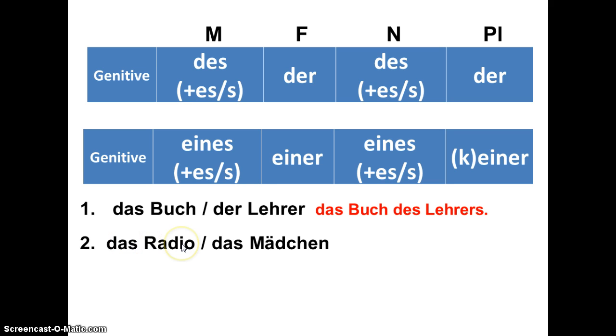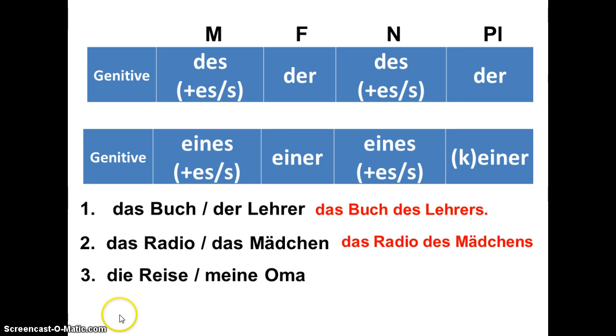In the second example, I have the radio and I have the girl. Radio will still be the same. What I want to say is the radio of the girl. Radio stays the same. Mädchen is a neuter word. So I come up here to my chart and I choose des instead of das because I'm saying the radio of the girl. And this again is a two-syllable word and it's a little bit longer, so I just add s. Das Radio des Mädchens.